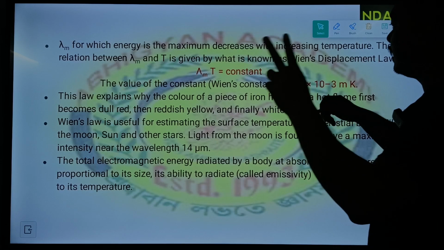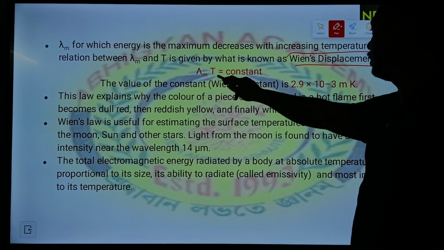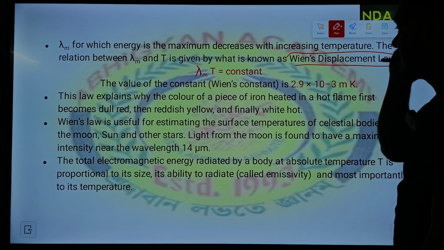Yeah, two formulas that you have to remember. One is Wien's displacement law, which is given by this. This is lambda. Wien's displacement law.